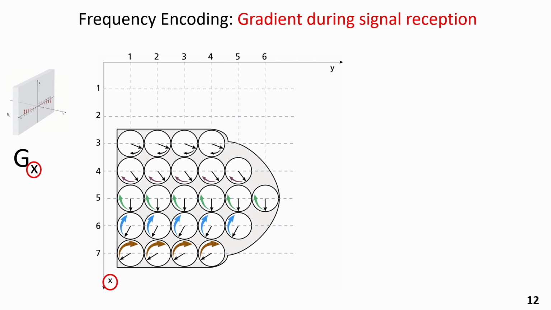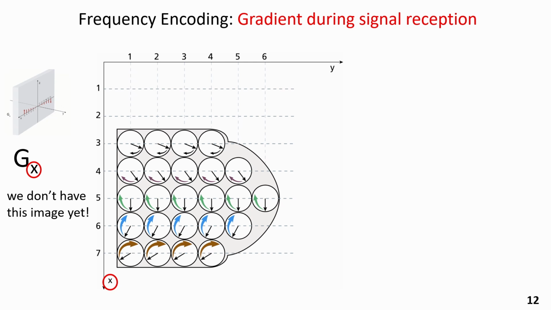You see that depending on the position of the spins along the vertical X-axis, they have different frequencies. For example, the black spins in row X equals 3 are spinning slower than the blue spins in row X equals 6. Remember, we don't have this image yet. We're just looking at what happens inside the tissue.